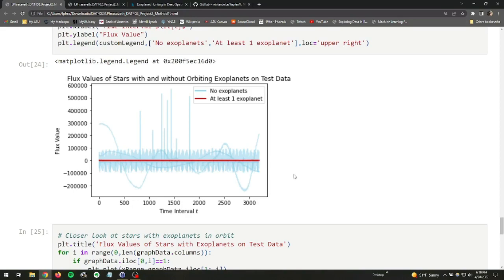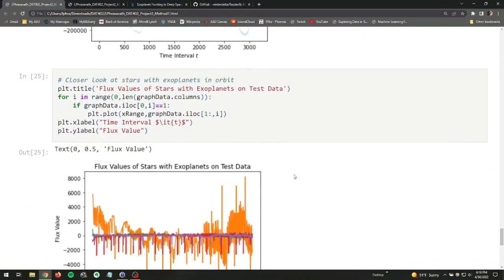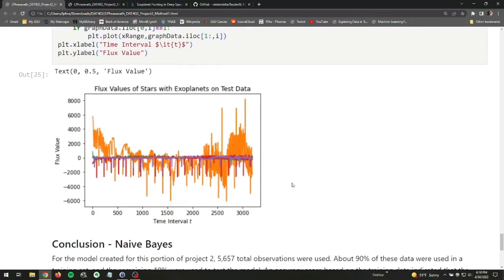But I wanted to take a closer look at the stars with exoplanets. So we made this graph here, and we can see that the range is much smaller relative to the non-exoplanet stars. But we can see still some variance with particular stars versus other ones. But it seems that we can see some patterns emerging where there's some waxing and waning, and when it wanes, there seems to be a sharp drop in flux value. And this makes sense with what we know theoretically about flux values with stars and how they might work with orbiting exoplanets, but we'll talk about that in a bit.